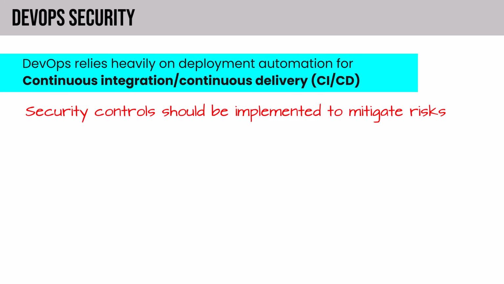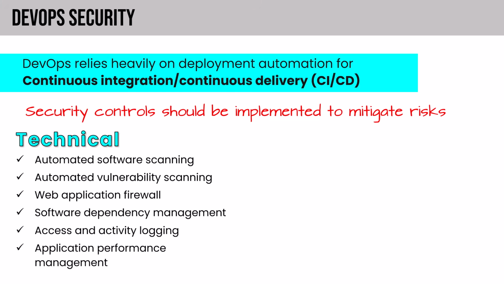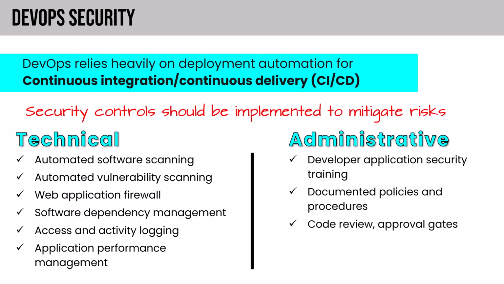And security controls should be implemented to mitigate risks. So you have two categories of security controls. You have technical controls, like automated software scanning, vulnerability scanning, web application firewalls, software dependency management, access and activity logging, and application performance management. And then we have administrative controls, like developer application security training, documented policies and procedures, code review, approval gates in our CI/CD process.